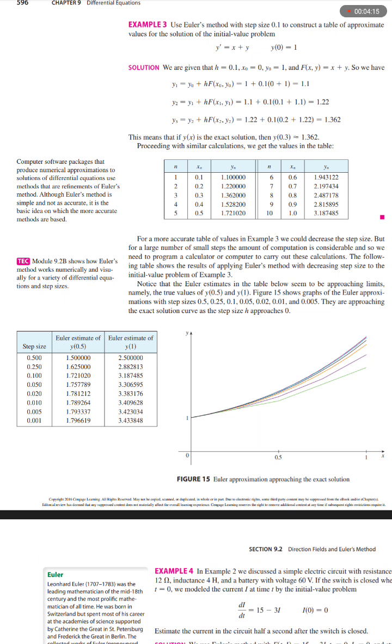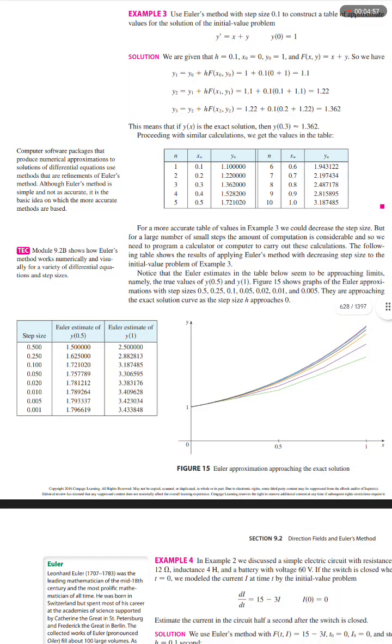Notice that Euler's estimates in the table below seem to be approaching limits, namely the true values of y of 0.5 and y of 1. Figure 15 shows graphs of the Euler approximations with step sizes 0.5, 0.25, 0.1, 0.05, 0.02, 0.01, and 0.005. They are approaching the exact solution curve as the step size h approaches 0.